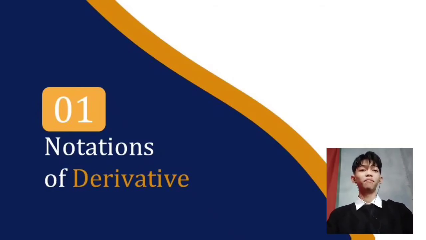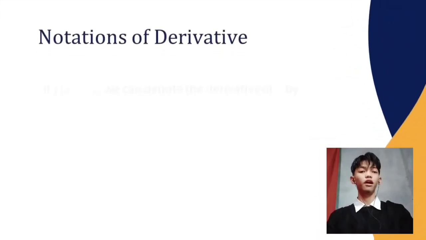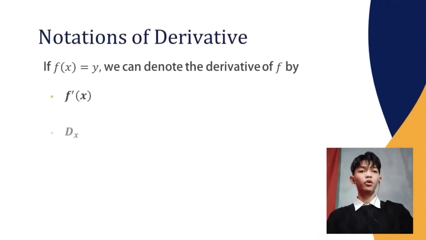All operations in mathematics have operators. And to make it easy to write down the operators, we can symbolize operators with a notation. Of course, derivation is also an operation in mathematics, especially operation on a function. So, the derivation has a notation. Let's say we have f(x) is equal to y. We can denote the derivative of f by three common notations.